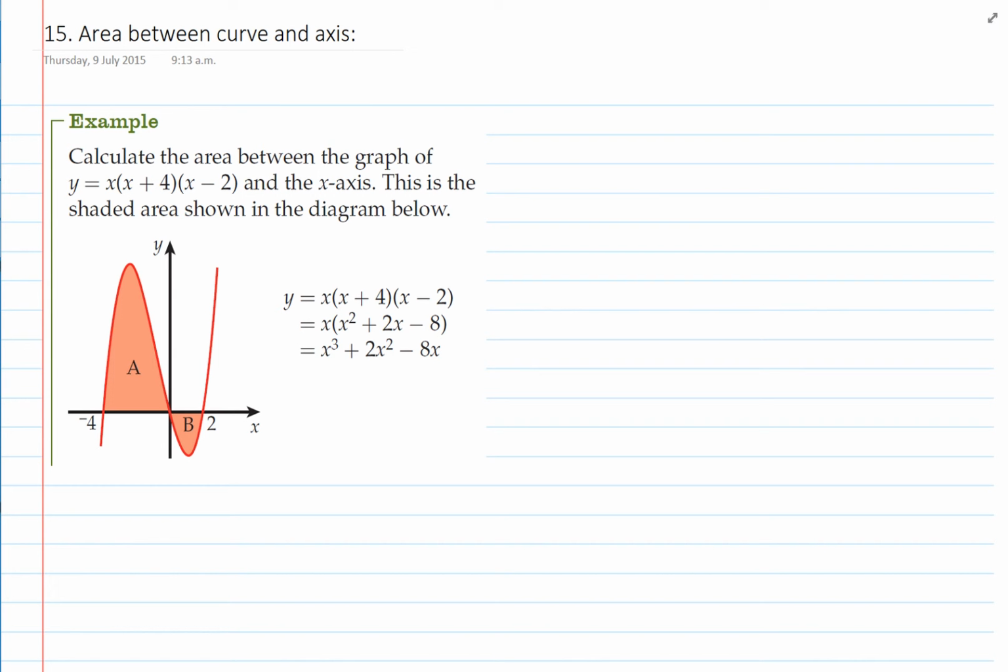Hi Year 13s, in this video we're looking at the area between curves and axes again, but this time we're looking in the case where we've got a curve that crosses over the axis and we're looking for its area. So this question is asking for those areas A and B.